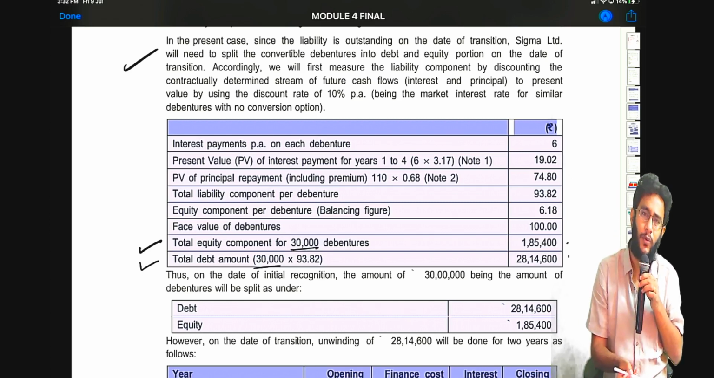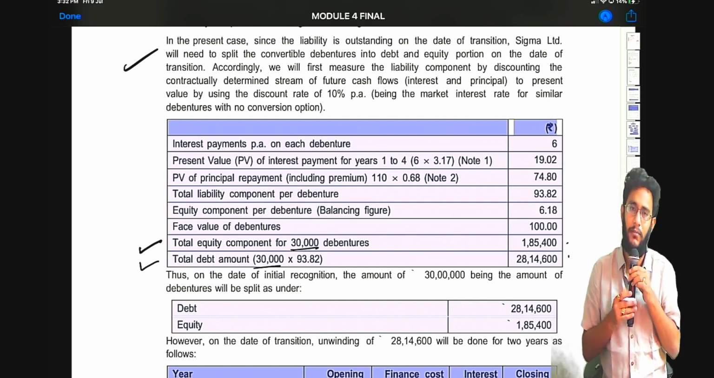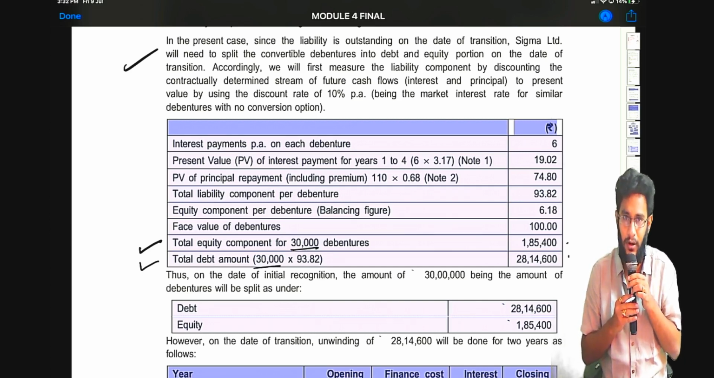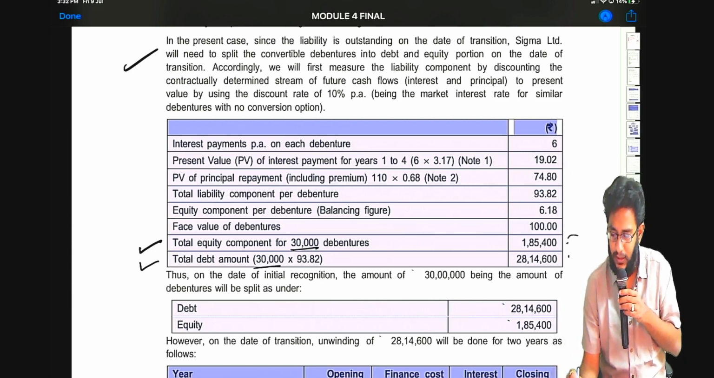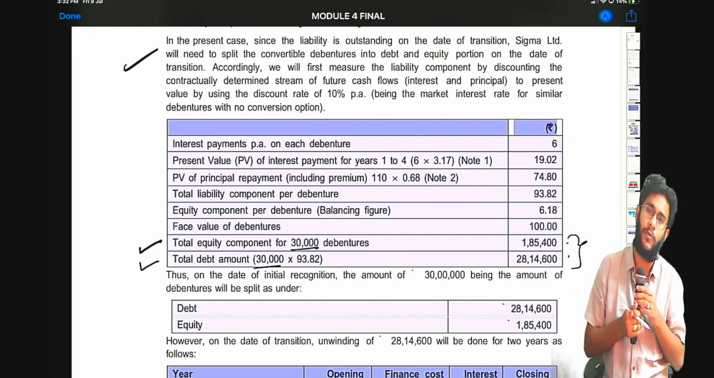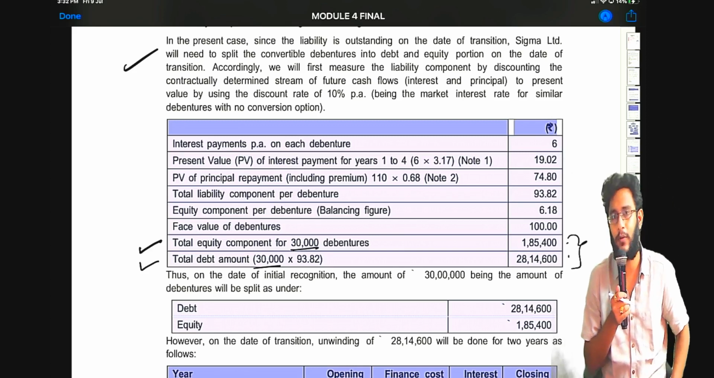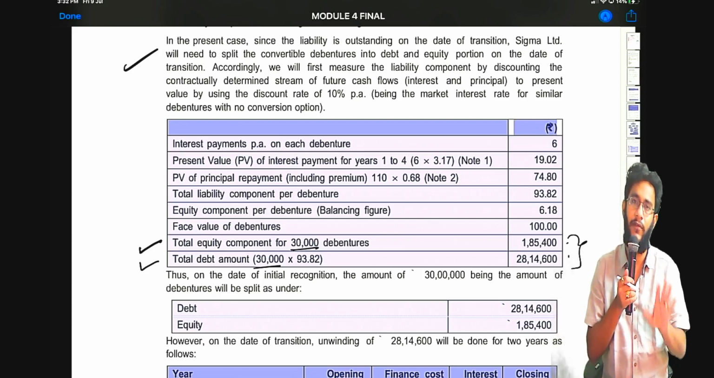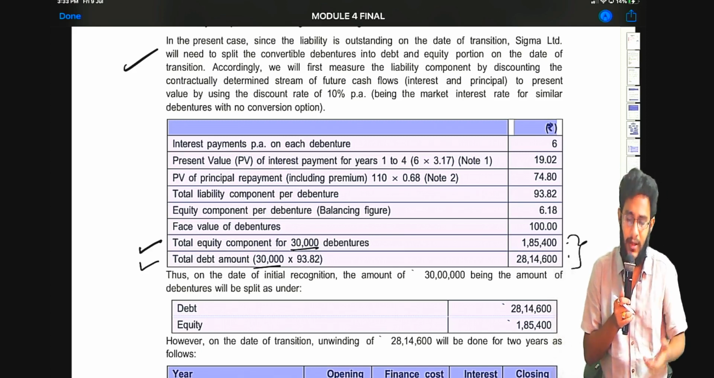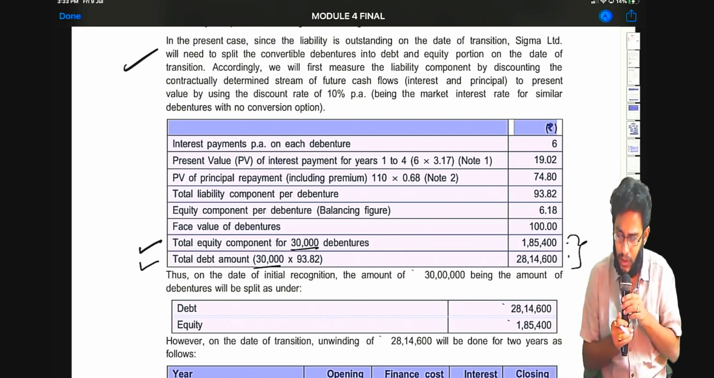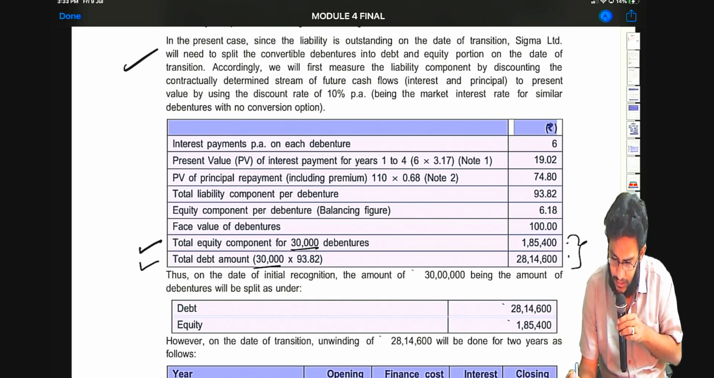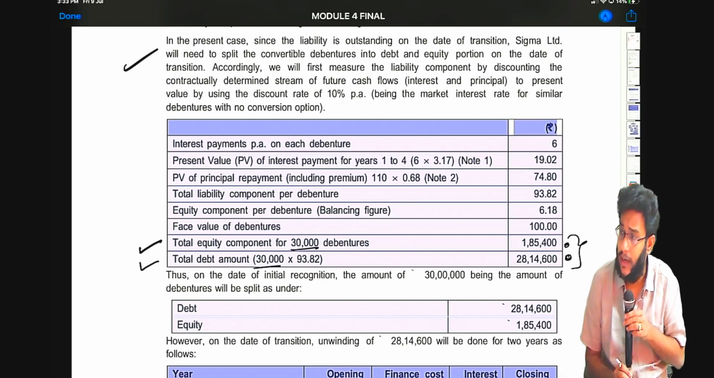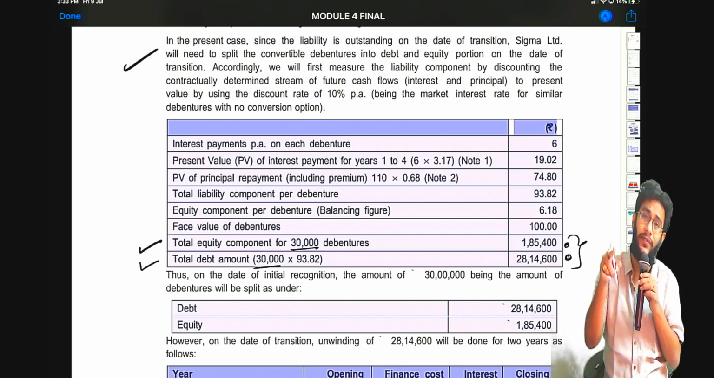You can do it normally, like how we did in our Ind AS 109. To be specific, these numbers you can match with one of our questions in Ind AS 109 on compound financial instruments. This is the second question we have done in your class notes. You can go back and check, you will find the same numbers. So this is your equity, this is your liability component, on the date of issue.